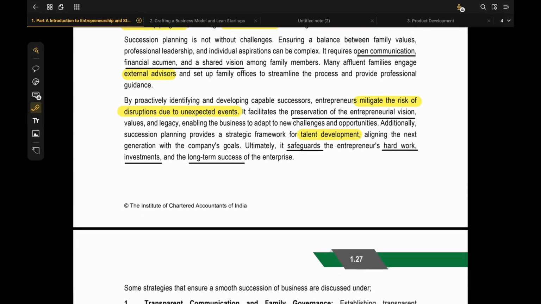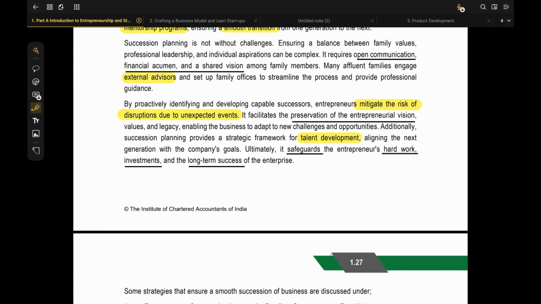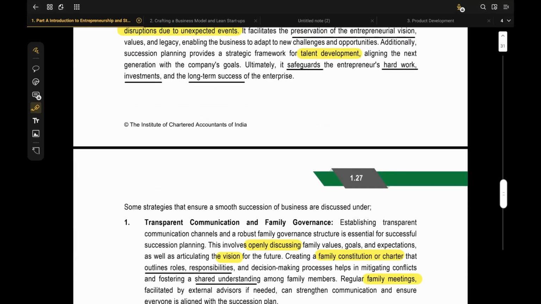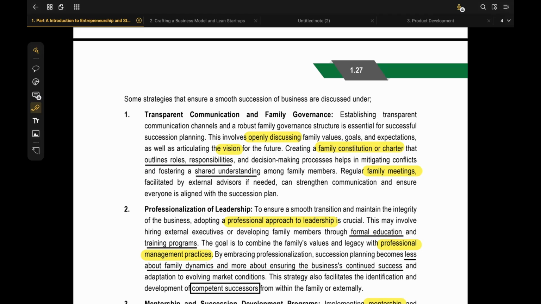So here for the successor, the entrepreneur who is at present should decide the successor based on talent. Which child has the talent, that child will become the successor. That should be decided by the entrepreneur. Why they are doing this is that it should safeguard the hard work. If one person does a lot of hard work and establishes a business as an entrepreneur, it should not be discontinued because of family problems. It should be continued. Long-term legacy should be there. That's why succession planning is important.